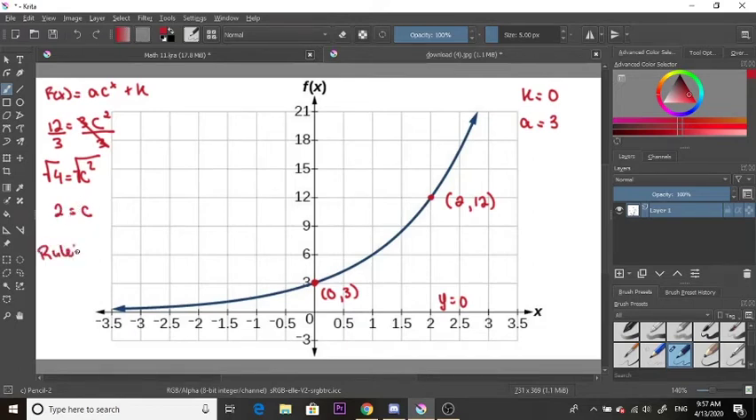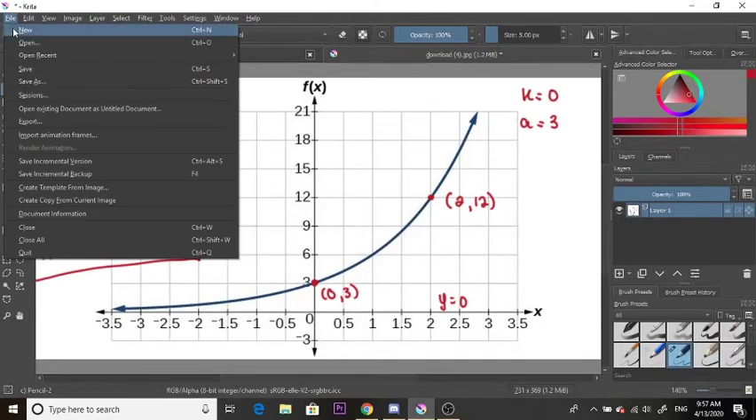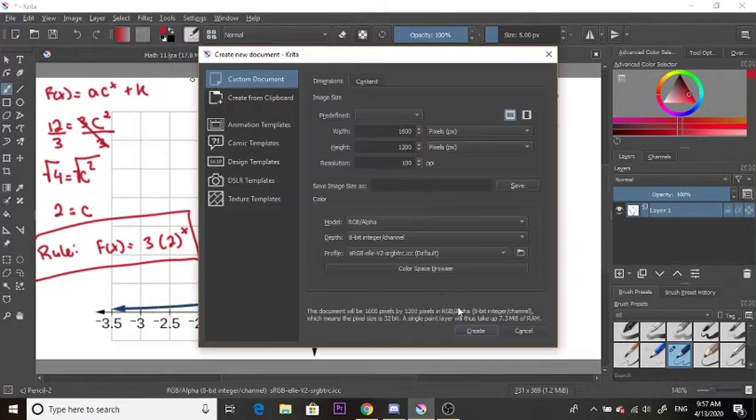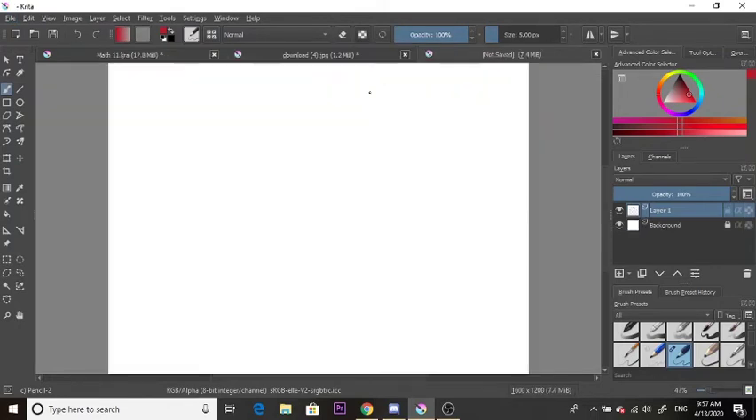Finally, my rule is going to be f of x is equal to 3 times 2 to the power of x. And that is my final rule. Now, how about when we do not have a graph given to us? Well, then the steps are going to be a little different. And I'll show you using an example.